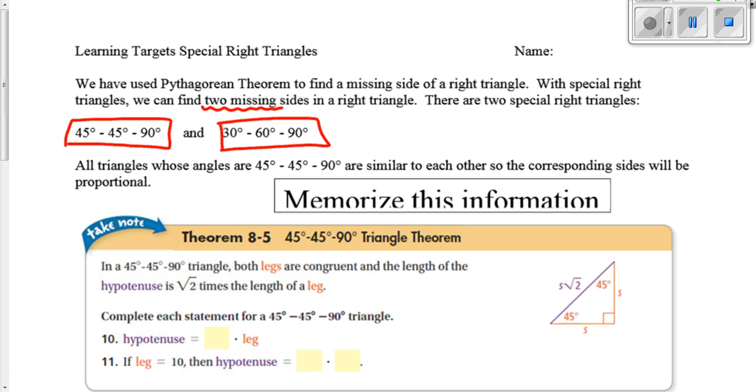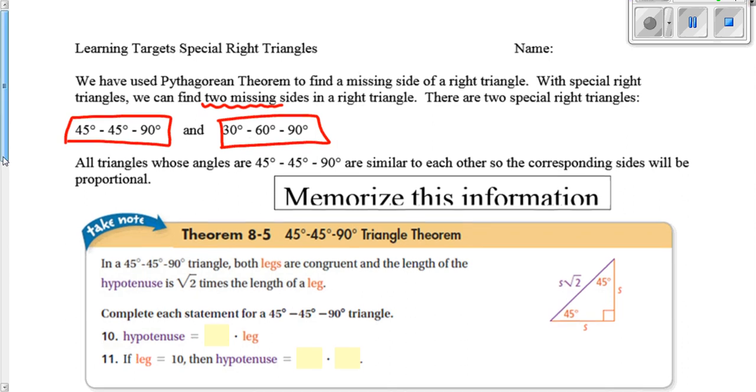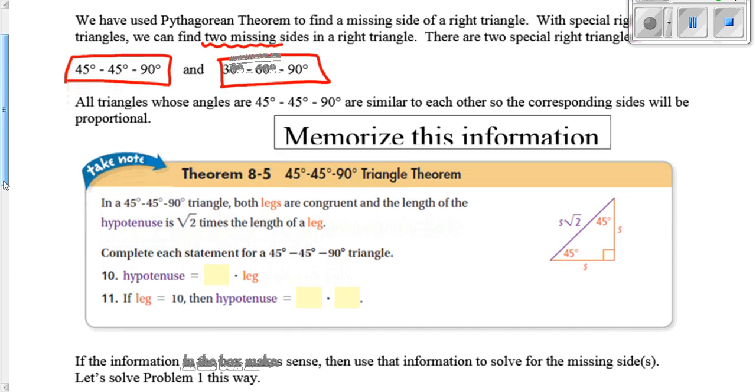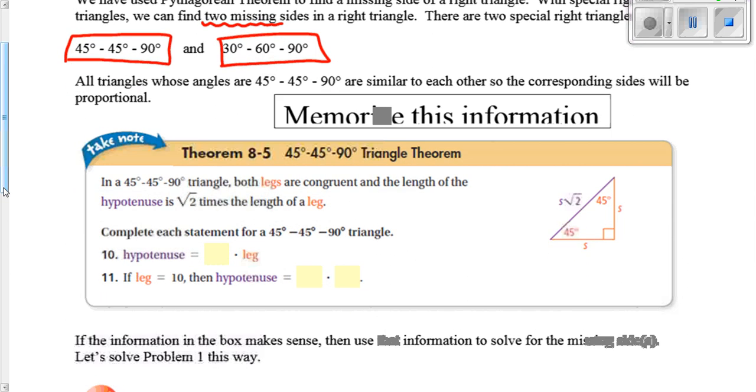All triangles whose angles are 45 degree, 45 degree, 90 degree are similar to each other, so the corresponding sides will be proportional. They will be similar because of that whole angle-angle concept. We can prove them similar because at least two of the angles are congruent. Now there are two pieces of information that you need to memorize here. It says memorize this information, which means that you remember it.